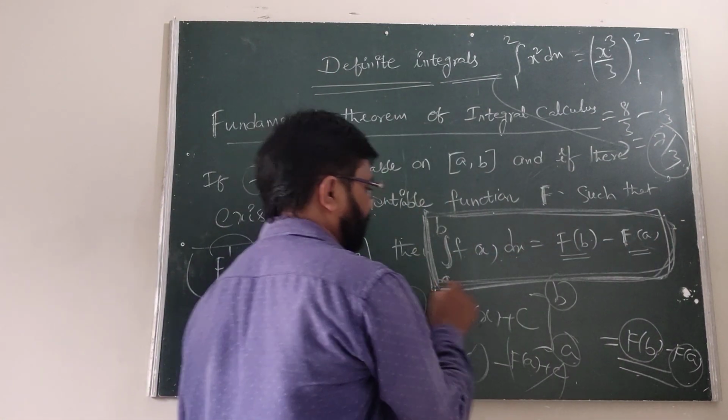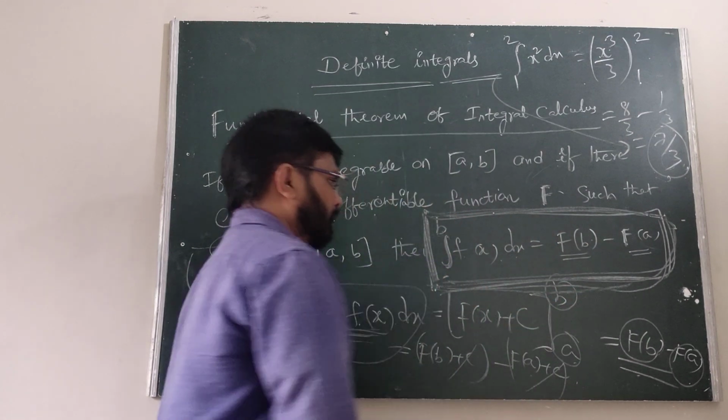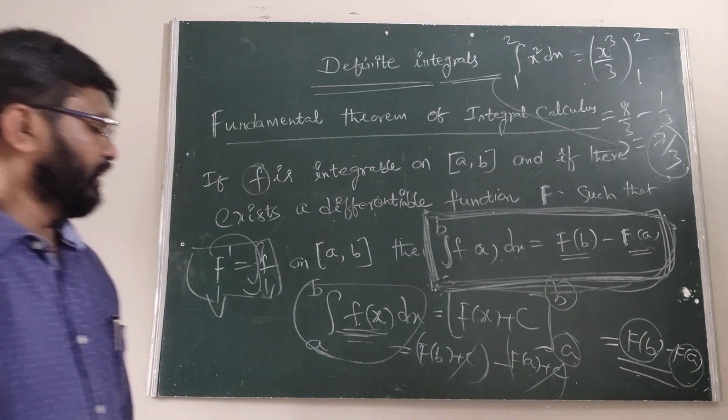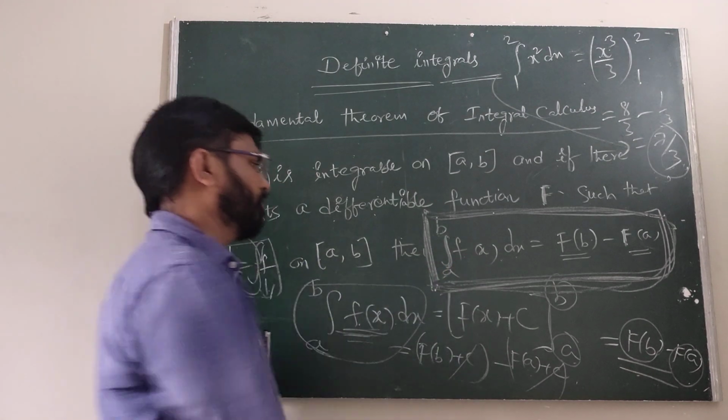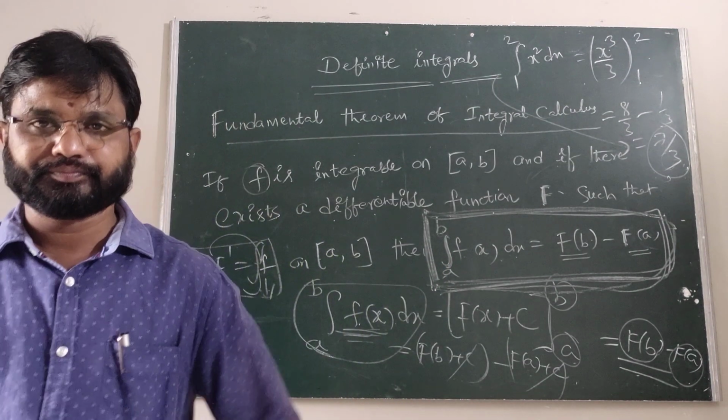This proof we can learn in higher classes. Now here, the integral a to b f of x dx equals F of b minus F of a.